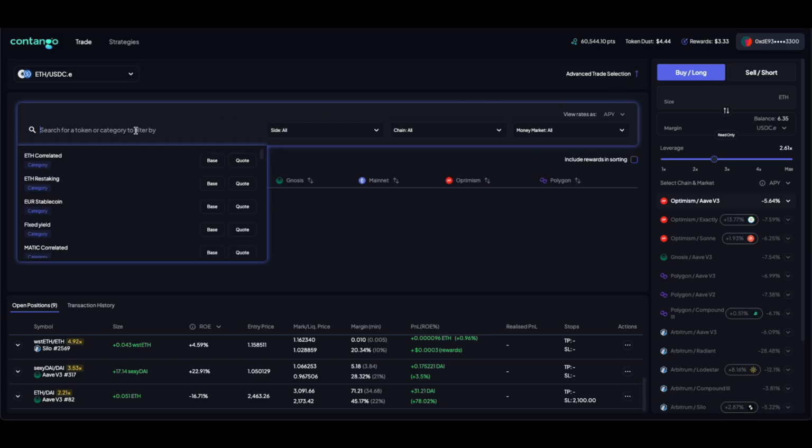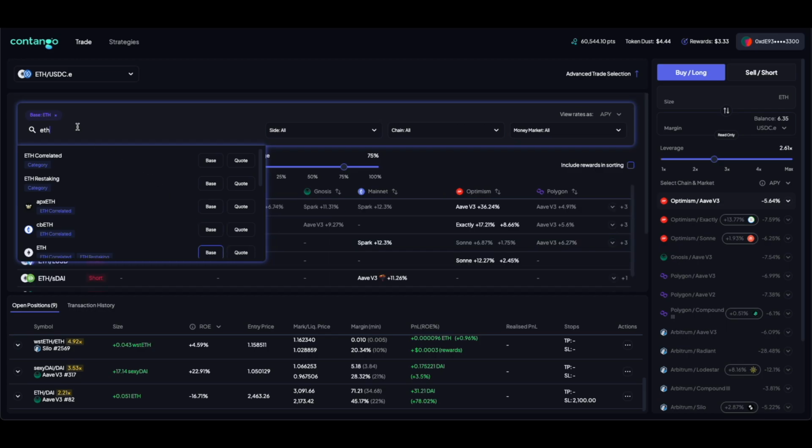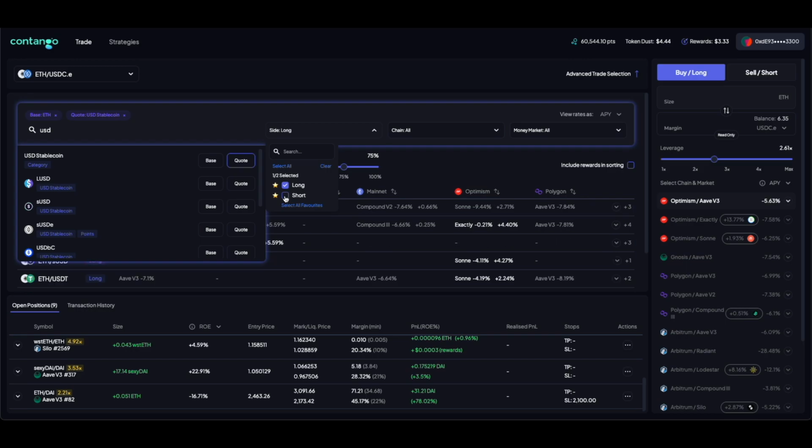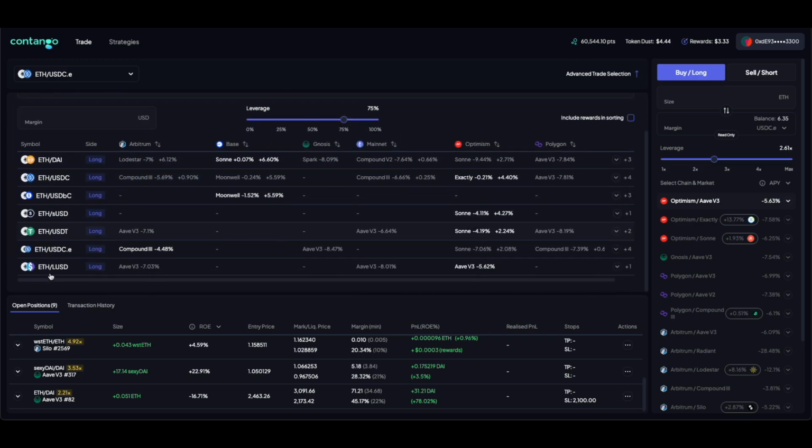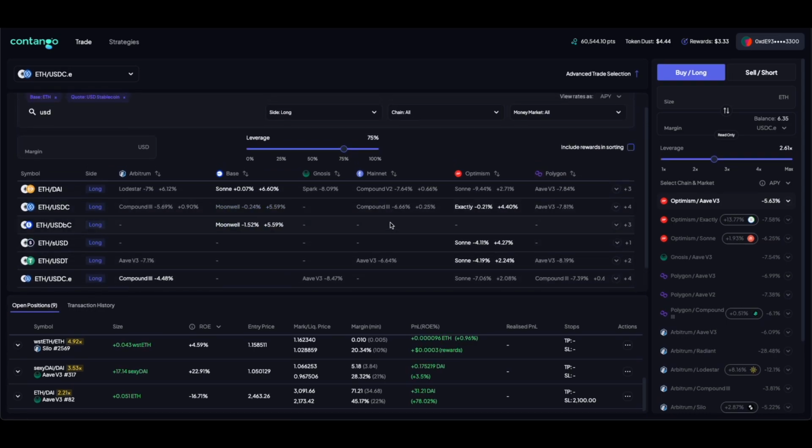Let's say you want to go long on ETH with a USD stablecoin. You can search for ETH and put it as a base asset. And then to filter a little bit more, you should add a USD stablecoin as a quote. Then you can choose long as side, and you will be returned a list of all pairs with a USD stablecoin as quote asset and ETH as base, only on the long side, across 6 different chains ordered by best APY. You can also toggle this button and show it as ROE.